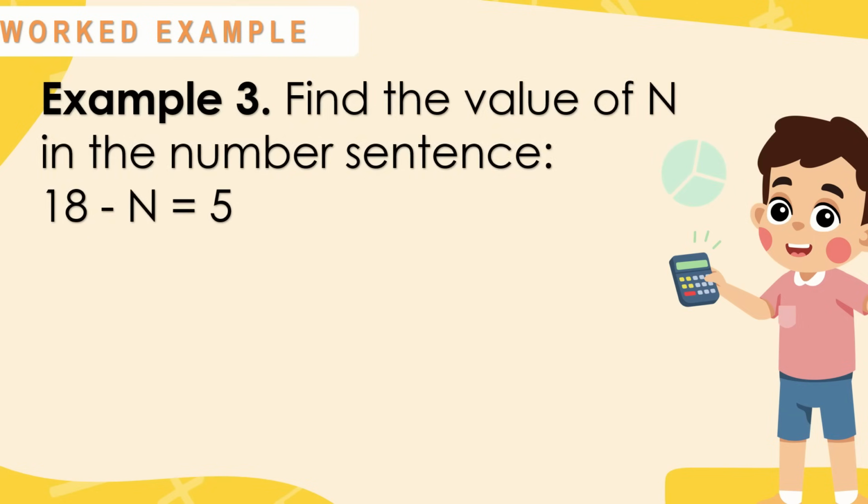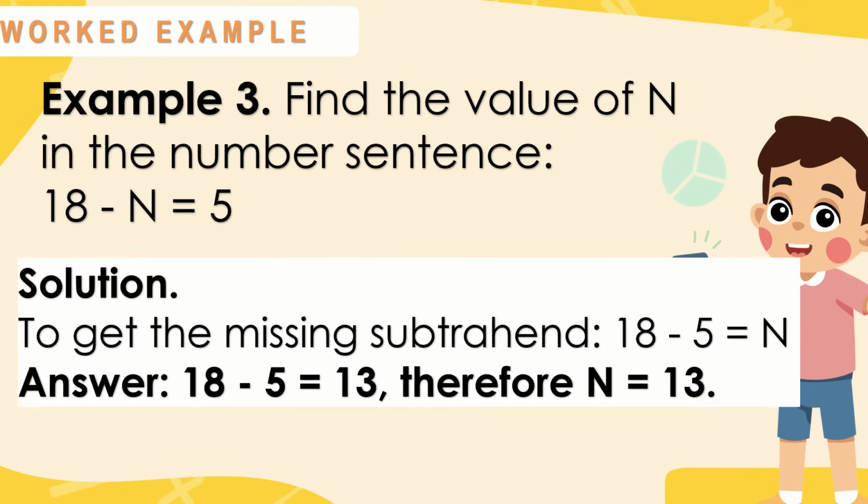Example 3. Find the value of n in the number sentence. 18 minus n is equal to 5. Solution. To get the missing subtrahend, 18 minus 5 is equal to n. Answer, 18 minus 5 is equal to 13. Therefore, n is equal to 13.